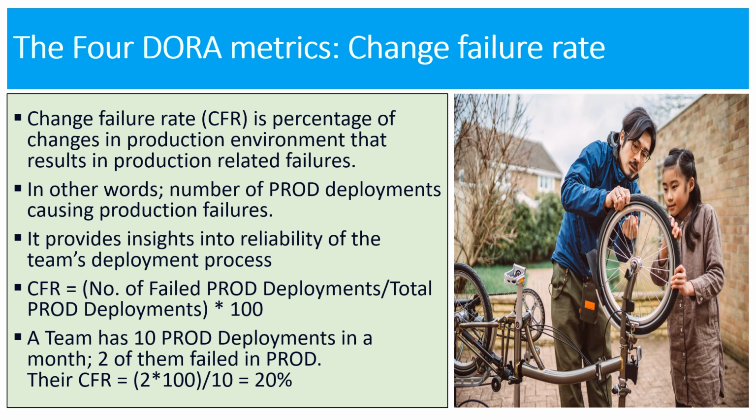So basically, CFR can be calculated as the number of failed prod deployments divided by total prod deployments. So it's basically a percentage. Let's say a team has 10 prod deployments in a month and two of them failed in production, then CFR is 20%. So 20% of their prod deployments are failing.